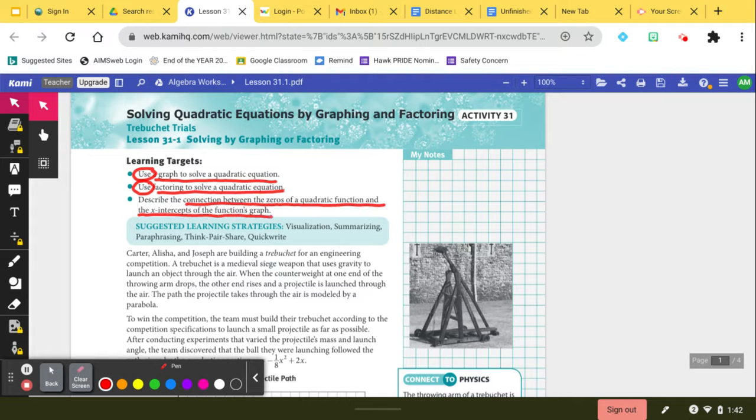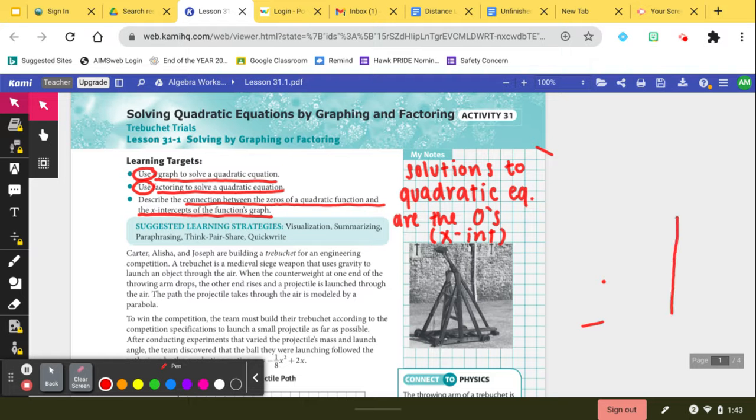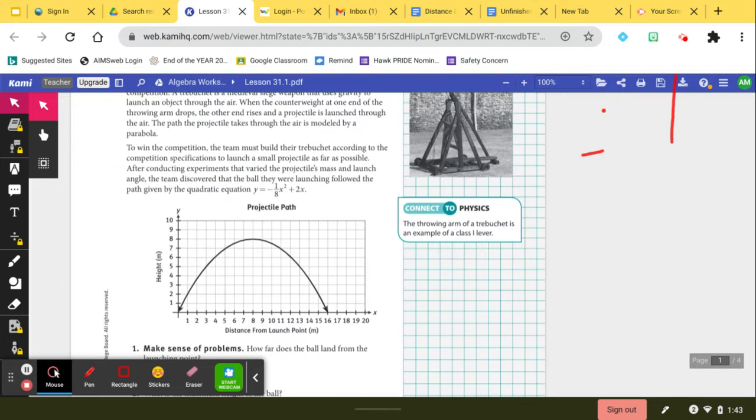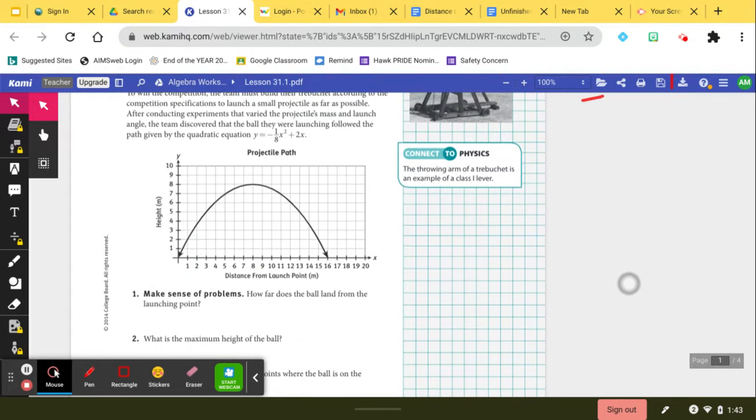So in previous lessons, we have learned that the solutions to quadratic equations are the zeros, which are also my x-intercepts. So when we're solving quadratic equations, we're looking for my x-intercepts, which is when y is 0. So where it crosses our x-axis. So we're going to skip around this lesson just slightly just to get the main points of it.